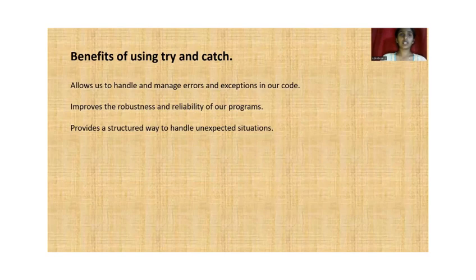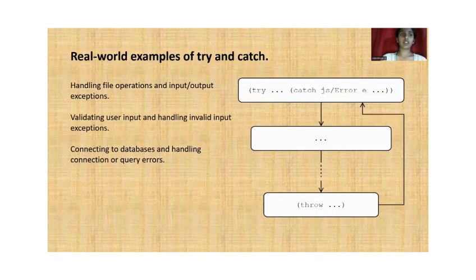Benefits of using try and catch: they allow us to handle and manage errors and exceptions in our code, improve the robustness and reliability of our program, and provide a structured way to handle unexpected situations.